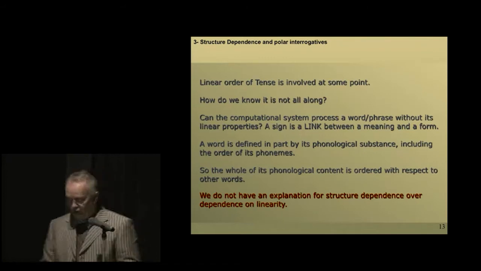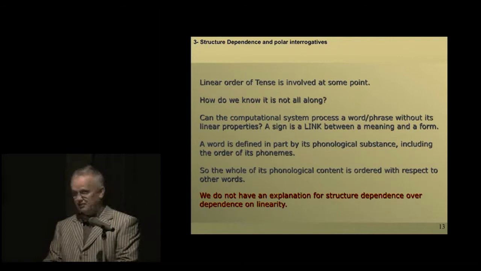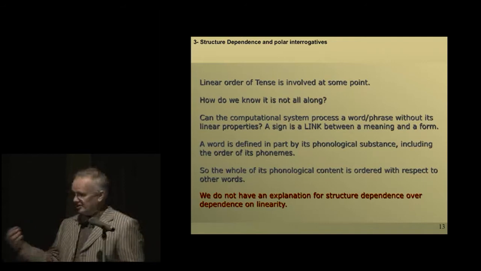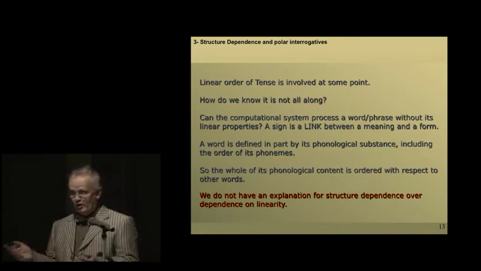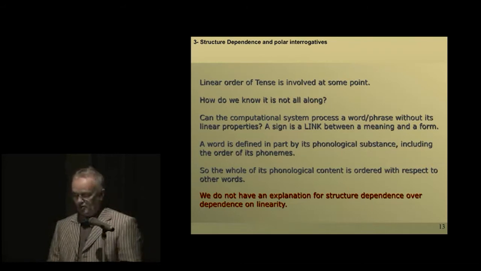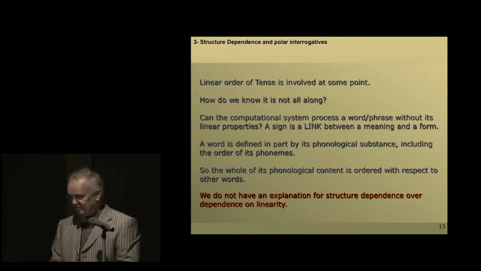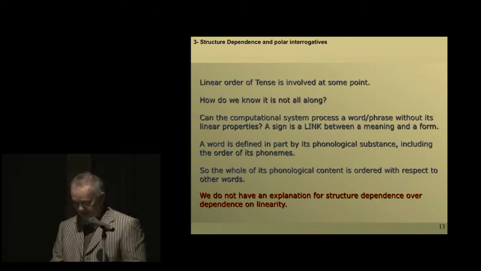So the whole of its phonological content is ordered with respect to the phonological content of the other words in the derivation all along. You can always say you will forget it temporarily in the derivation, but then you'll have to come back to it at some point. So where is it in limbo during the time you're forgetting about it? So on the whole, I think that we do not have an explanation for structure dependence over dependence on linearity, because both are involved in the process. So choosing between the two is not an obvious option. So let's say that for now we don't have an answer to the first question.